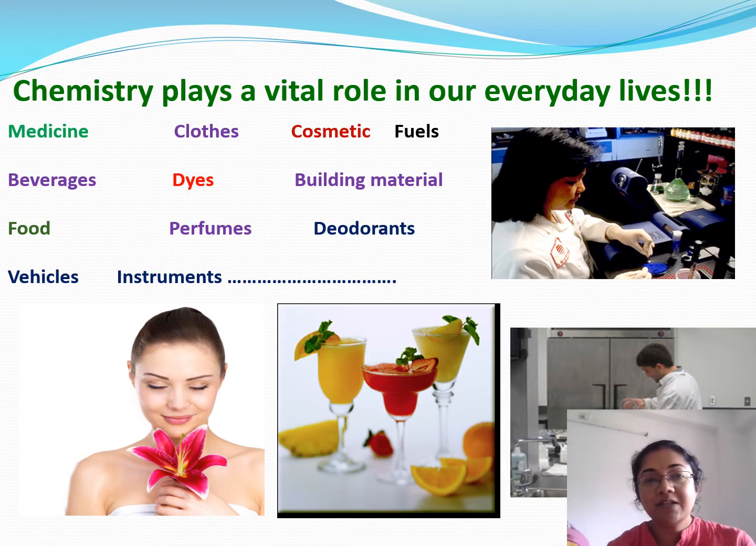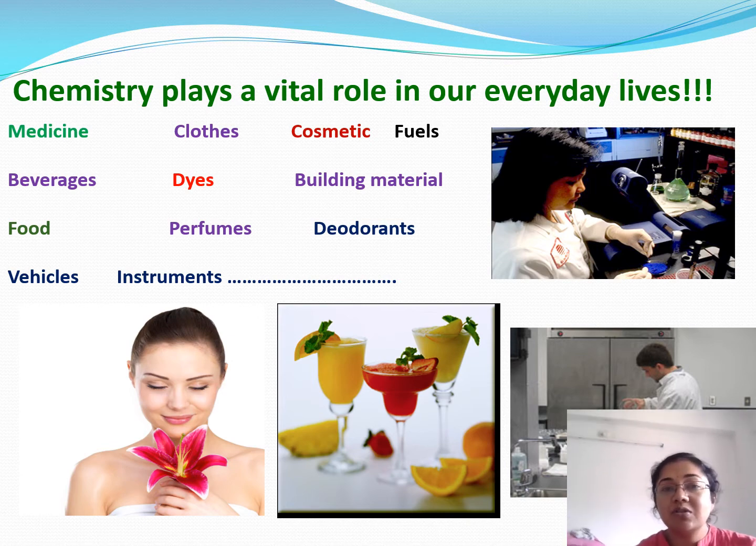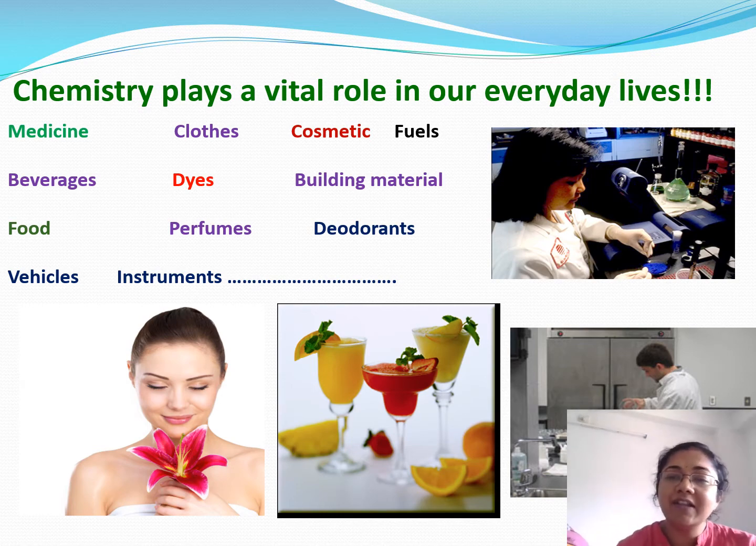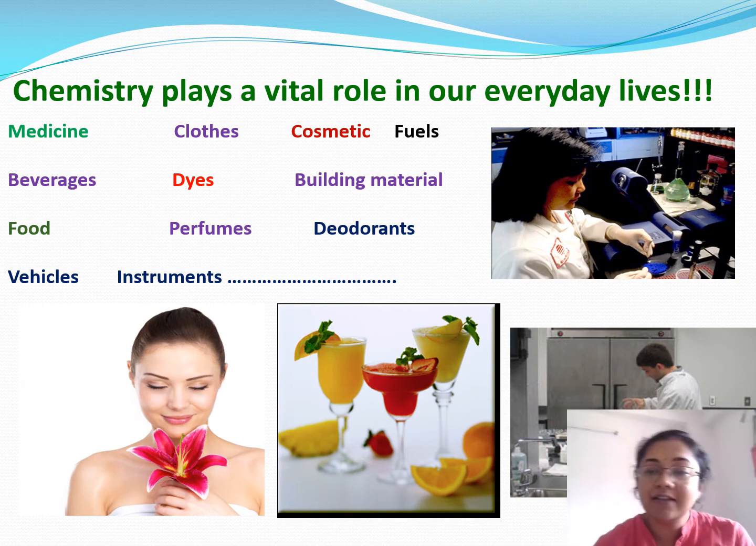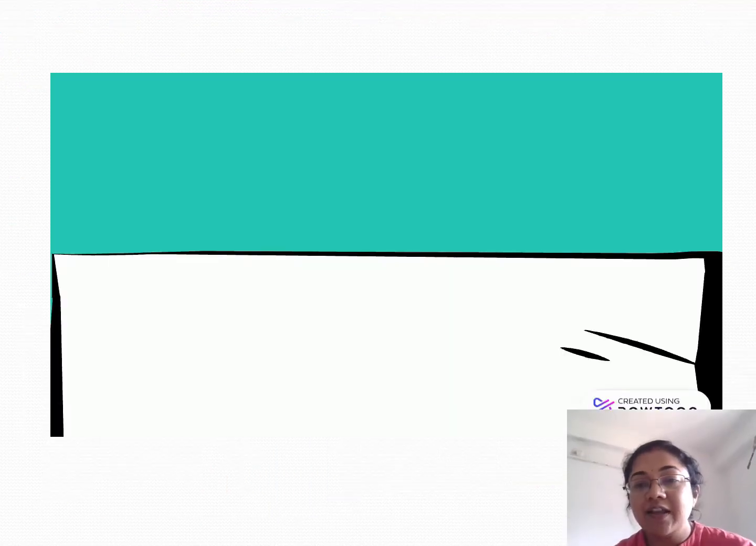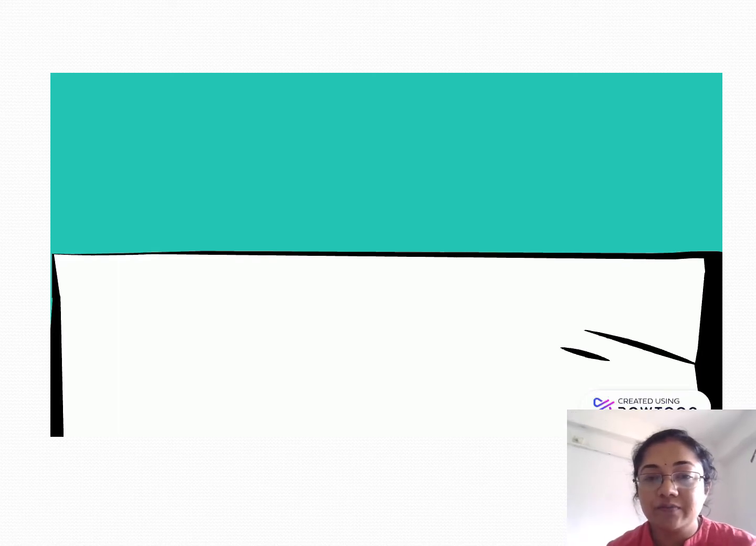As you can see from this particular slide that chemistry plays a vital role in our everyday life. It's everywhere to be seen. Right from the moment you get up, the toothbrush that you take is made up of plastic, which is again synthesized using some chemical methods. You see here the medicines, clothes, cosmetics, the fuels, the building material of our houses, the instruments, perfumes, deodorants, everything has some or the other application of chemistry. Let's see in this animation what green chemistry is all about.